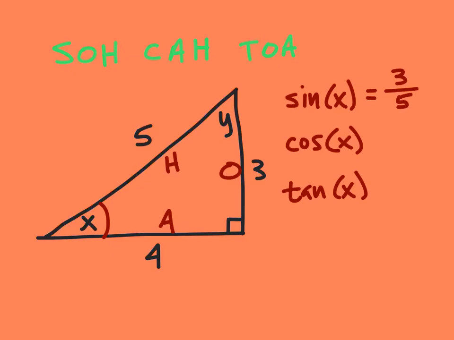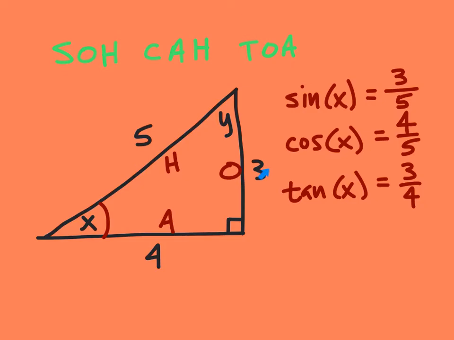For cosine of x, take the perspective of x. I'm going to take the adjacent side divided by my hypotenuse. So 4 divided by 5, and that's my ratio. Tangent means that I'm going to take my opposite side divided by my adjacent side. So given angle x, my opposite side is 3, my adjacent is 4, and so I'm going to write 3/4. That's all I'm doing. All I'm doing is just writing these ratios, okay?